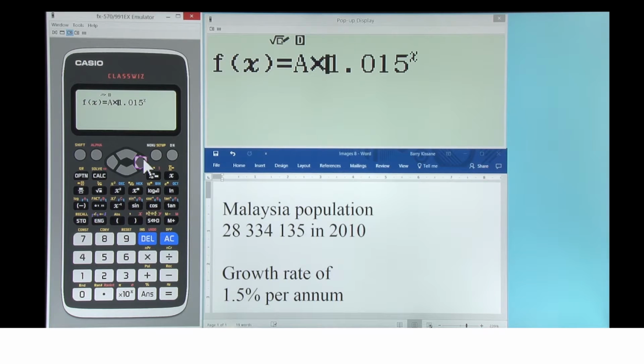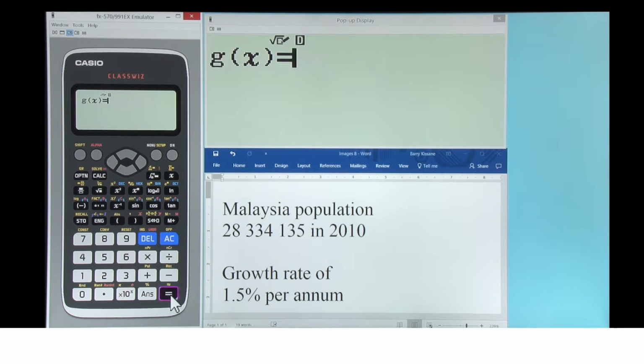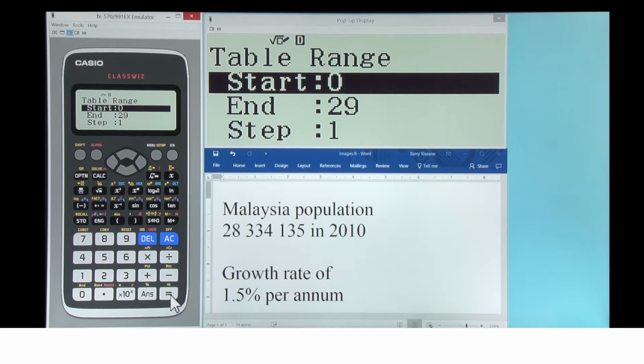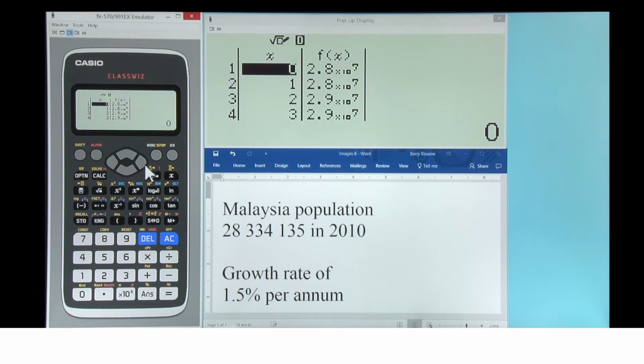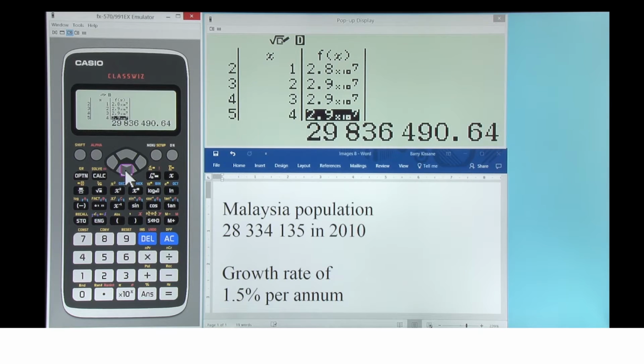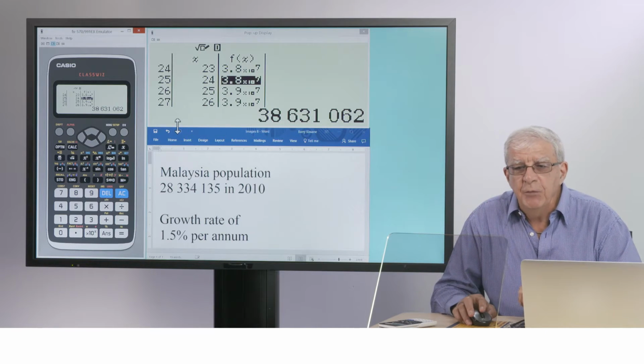Here we would change our multiplier. Instead, delete that 5 and change it to a 3. And now we've changed the model to have a 1.3% growth rate. And we can have the same values and see what happens. And after 23 years, for example, the population is predicted to be only 38 million, where previously it was 40 million.